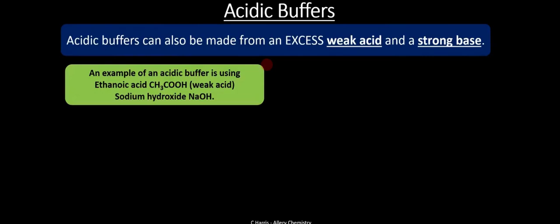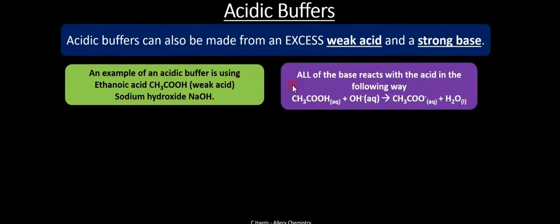Okay, so this is just something for you to know, that acidic buffers can also be made from an excess of a weak acid and a strong base. So let's see what happens. In this case, we have your ethanoic acid, which is a weak acid, but you need an excess of the weak acid. Take note, an excess of the weak acid and a strong base. So what happens when you have an excess of a weak acid and a strong base? All of the base reacts with the acid in the following way. All of this strong base is going to react in this manner to give the conjugate base of the acid and water.